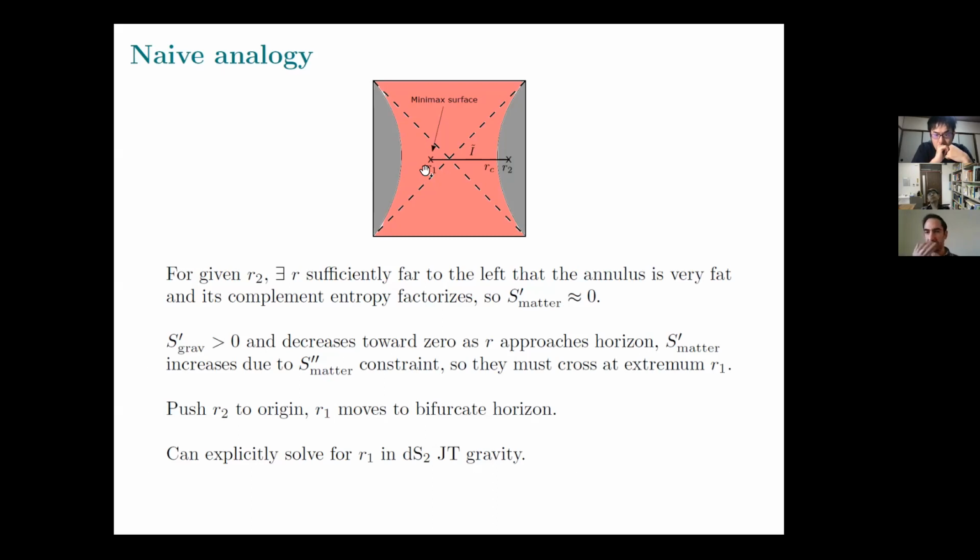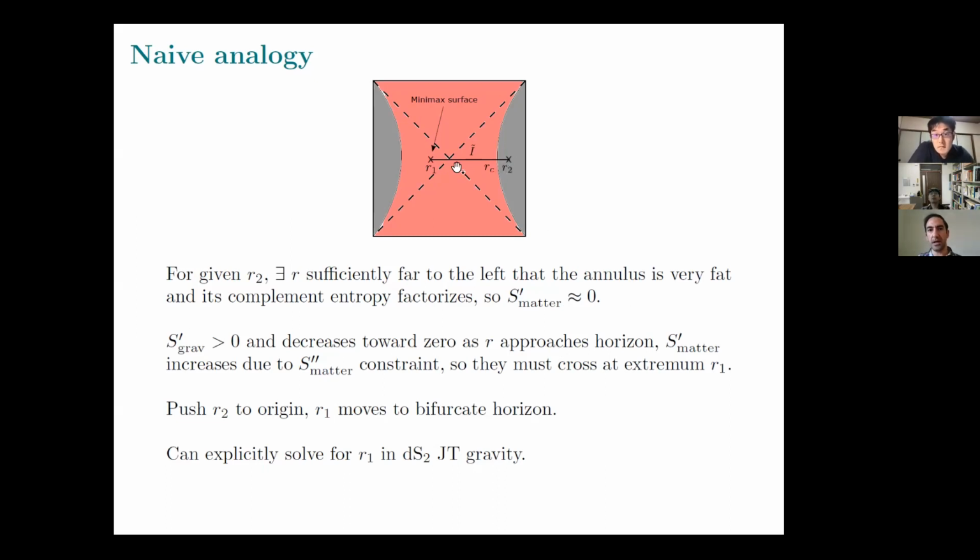Okay, that's it. That's how you argue for the extremum. And, you know, you can argue for this in general dimension, but you can't find its exact location in general dimension because you would have to actually know what the matter entropy is, and that's hard. Here you just use these constraints to argue for its existence.